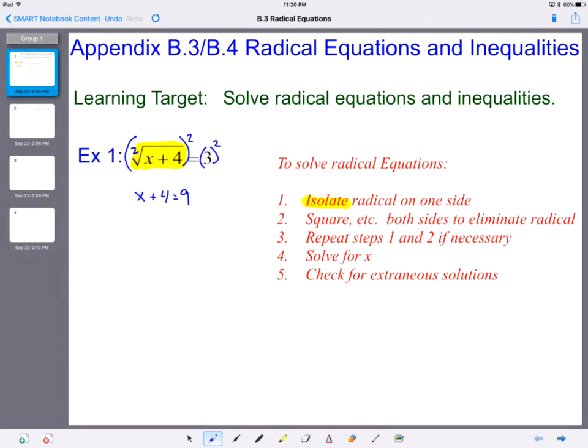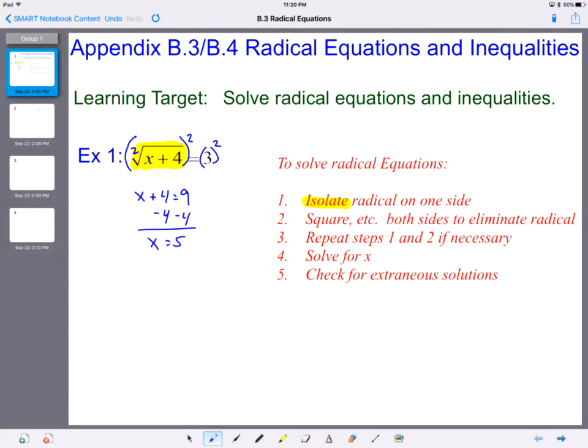And then step 3, repeat steps 1 and 2 if necessary. That's if we have multiple radicals. In this one we just have one, so we don't have to worry about that. So we're on to step 4, solve for x. Subtract 4 from both sides. And that leaves you with x equals 5.